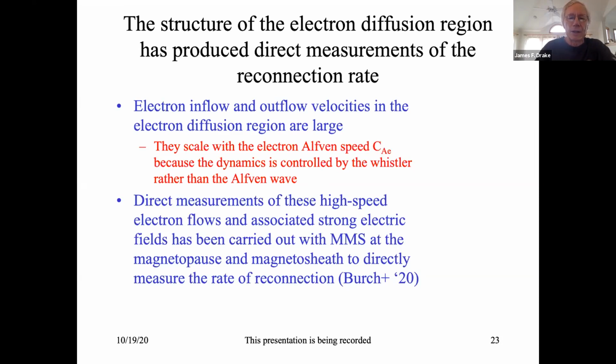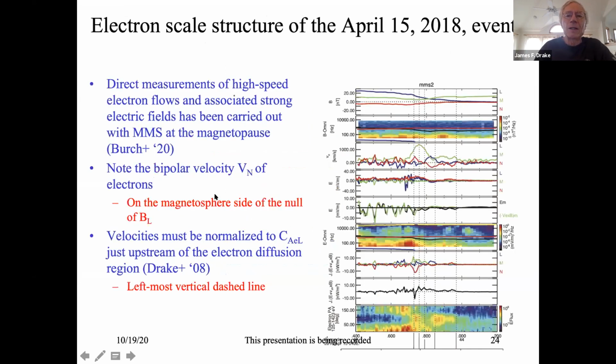Okay, now MMS has been able to measure these high-speed electron flows and the associated electric fields at the magnetopause and in the magnetosheath. And Jim Birch has a very nice 2020 paper that talks about this. And so here I'm showing you a slide showing you some of that data.